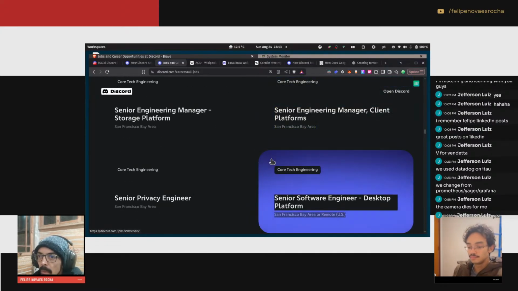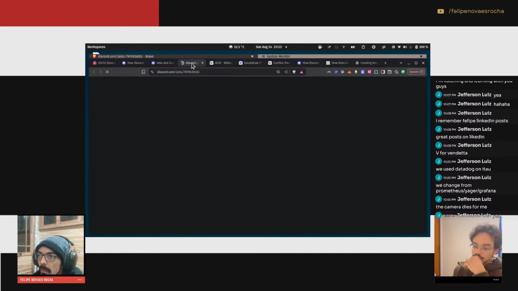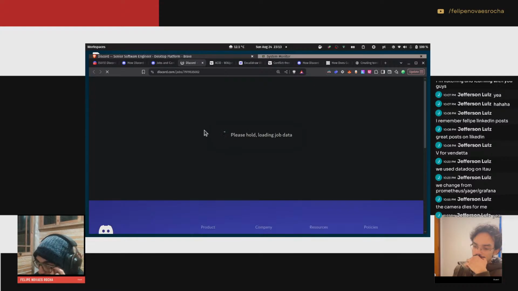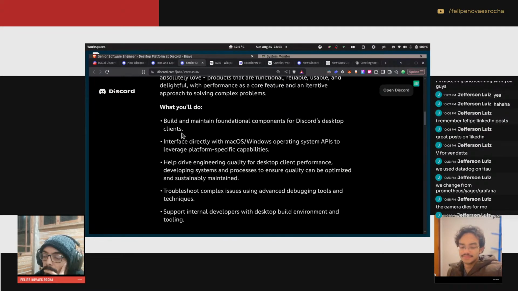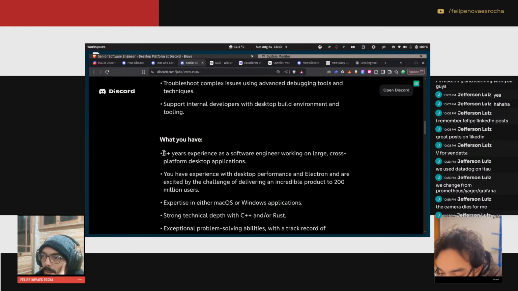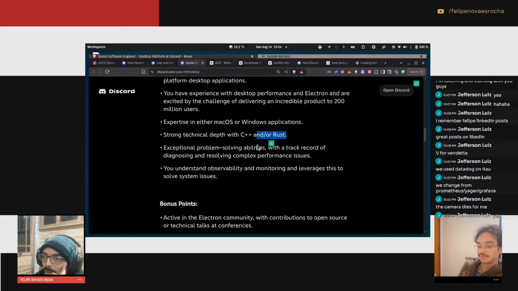I want to check the more normal ones, like that one, for example. I think the good one to see about machine learning is Tesla. Yeah. I think we can work with that one, it's for desktop: macOS, Windows. 5 years working on large cross-platform desktop applications. Electron. Expert in macOS and Windows applications. Rust, nice.